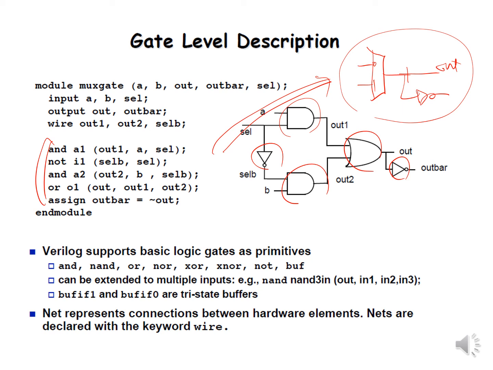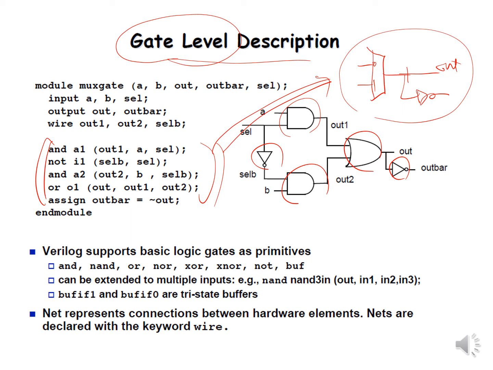So this kind of description is usually used after digital synthesis. The synthesis tool will take the RTL code that we had written before, and the CAD tool will generate the gate level description like this for the place and route operation.